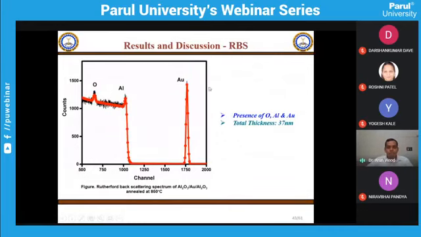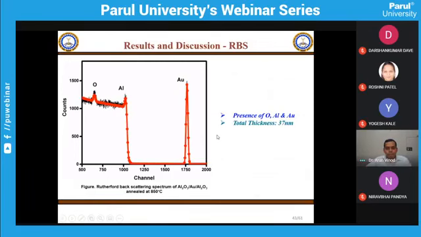To understand more about the compositional properties, we did Rutherford backscattering spectroscopy, and we understood the presence of oxygen, aluminum, and gold, because we fitted the peak using a RUMP simulation. The total thickness is calculated to be around 37 nanometers.